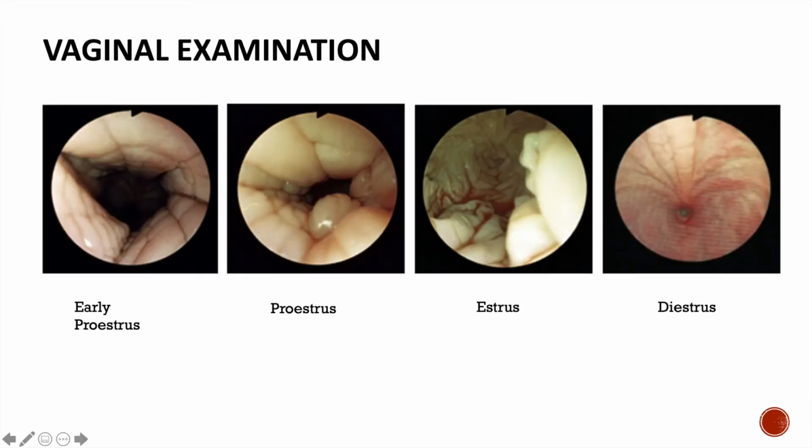In the vaginal examination, to determine the oestrus phase, you will see different types of mucosa. The mucosa changes depending on the oestrus cycle. In early proestrus, you will see that the mucosa is more pink and has edema. At the end of the proestrus, the edema is much more visible.